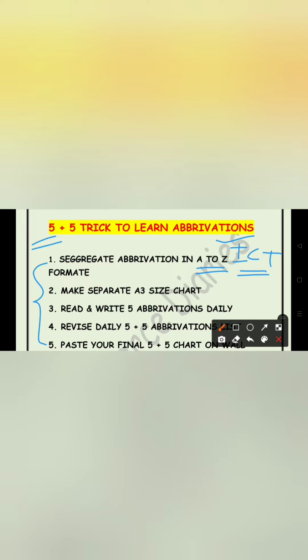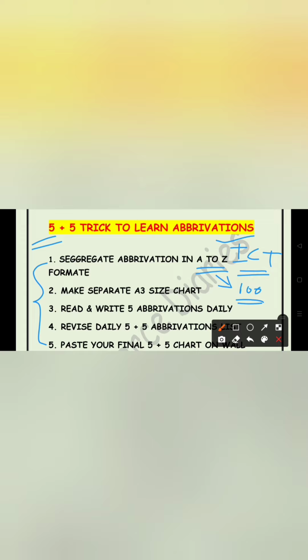Why I am telling you this is that once you start learning your abbreviations, you will remember each and every abbreviation in series, so it will be easy to recall and easy to retain the abbreviations for a longer period of time. So let's say if you have a list of 100 abbreviations, you have to first segregate them in alphabetical, that is the A to Z format.